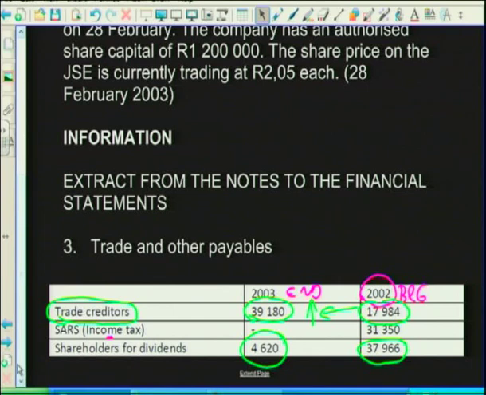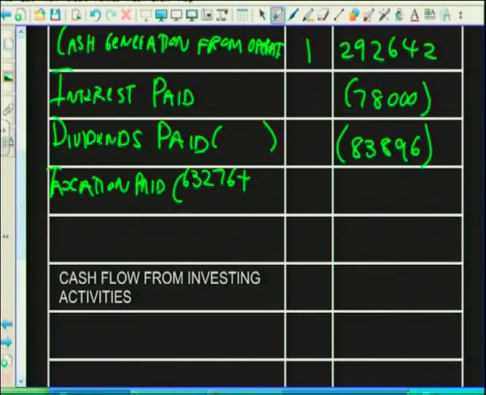Right, at the beginning of the year, you've got SARS income tax. So at the beginning of the year, you were owing the receiver 31,350. So again, we need this amount in order to calculate our taxation. So let's now go back to our taxation paid. Okay, so we're now going to add on the amount at the beginning of the year, which is 31,350, let's just fill that in.